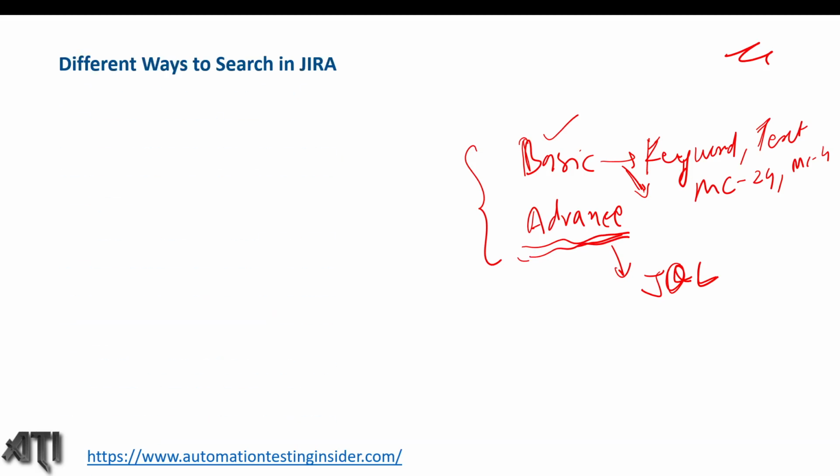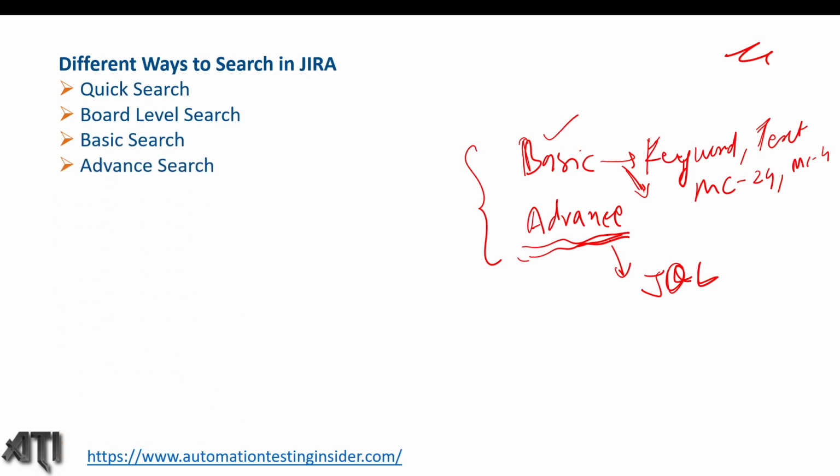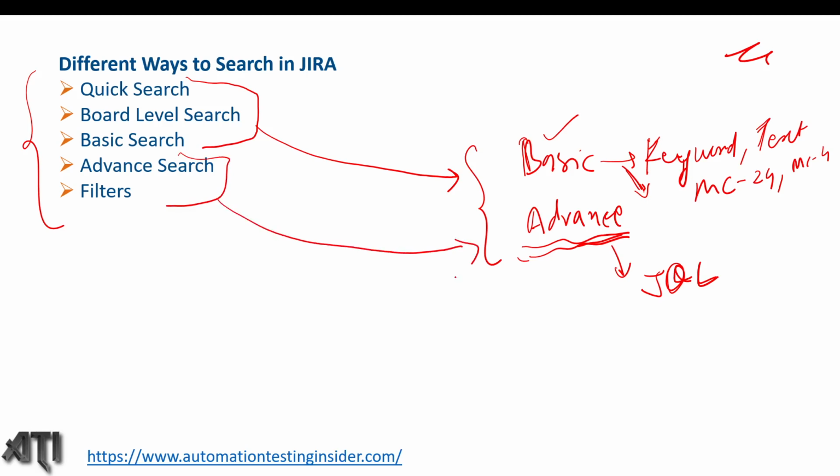Now, if you talk about the different ways we can search items in Jira, there are 5 ways: quick search, board level search, the basic search which we discussed now, advanced search, and the last one is filters. So we discussed 2 types, right? Basic and advanced. These 3, quick search, board level search and basic search, belong to basic level search. And advanced and filters belong to advanced level search. So we can use JQL to do advanced search, or we can create different filters as well.